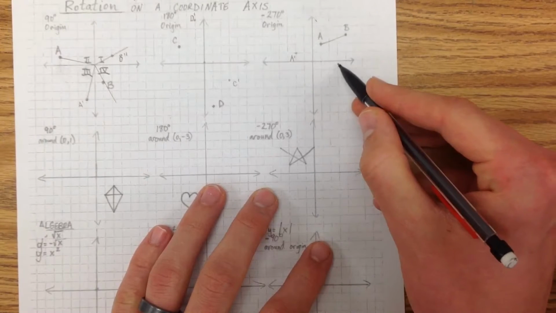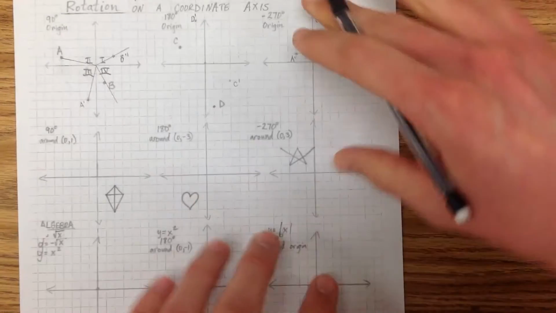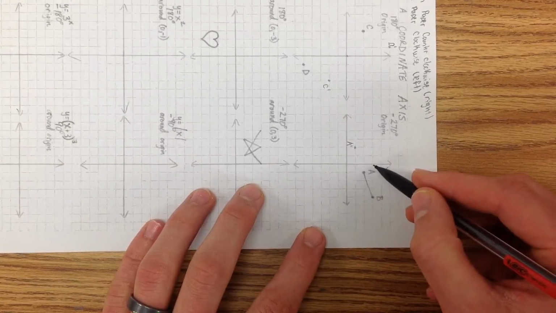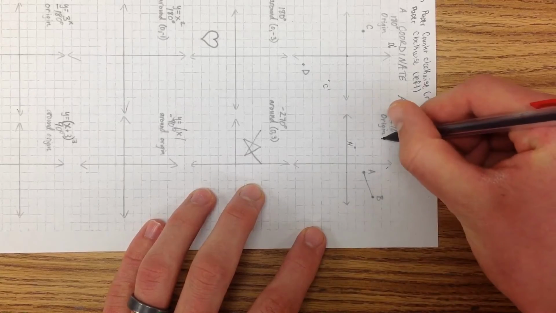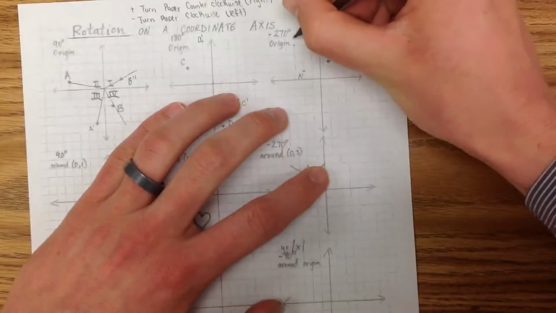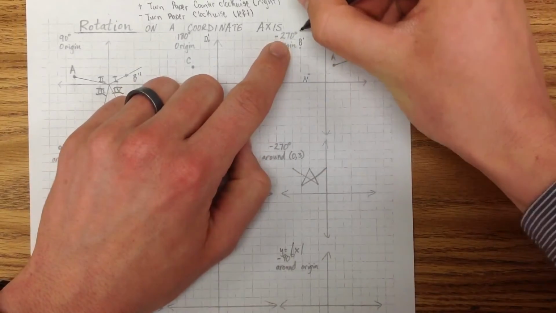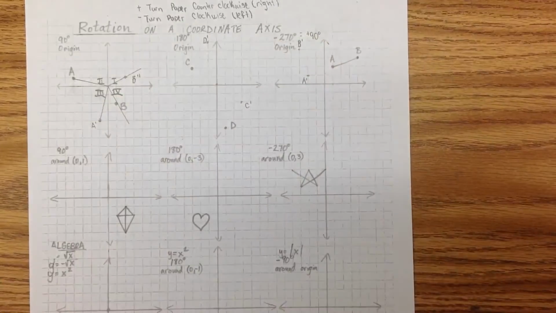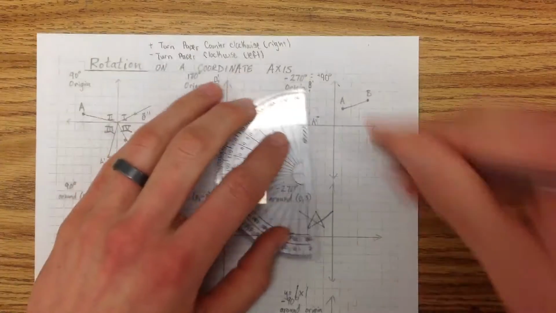Right 1, 2, 3, 4. 1, 2, 3. Right 4, up 3. Turn. Right 1, 2, 3, 4. Up 1, 2, 3. And there's B prime. So negative 270 is the same thing as positive 90. And I can go ahead and connect that.